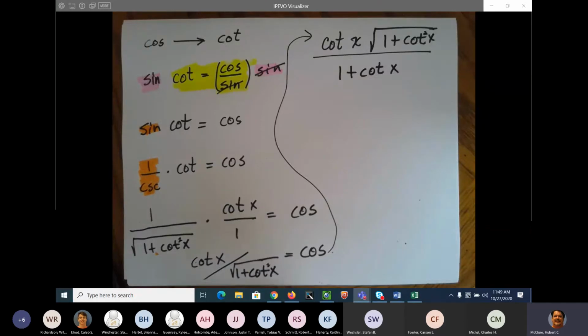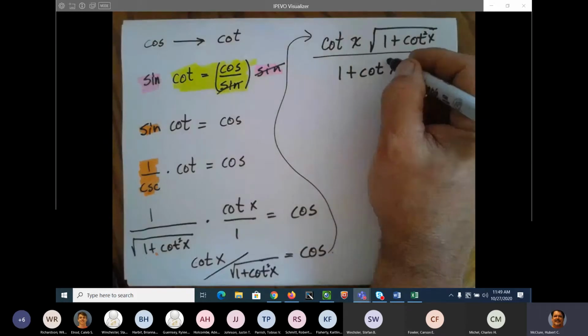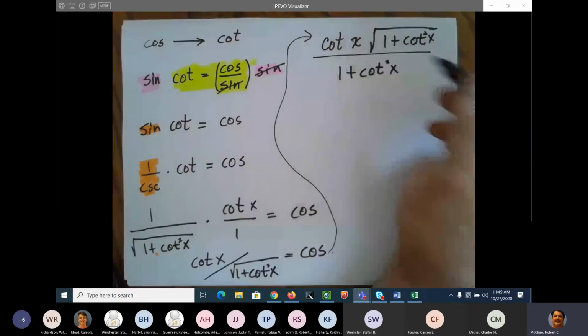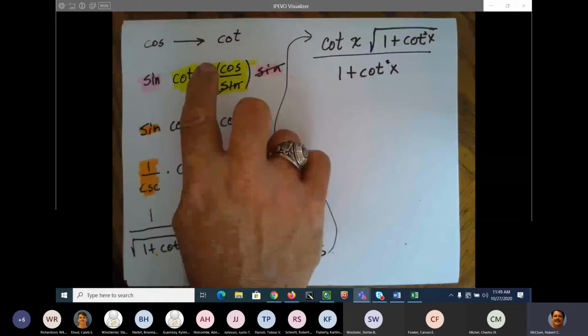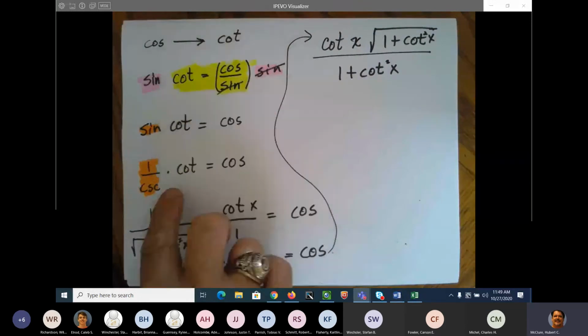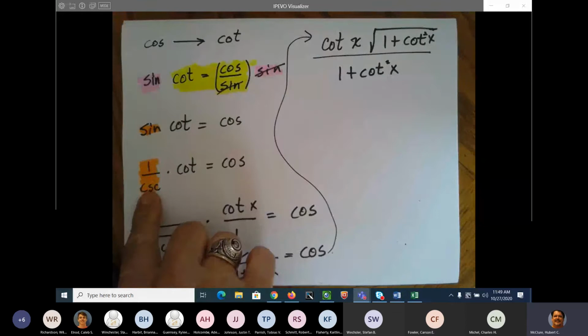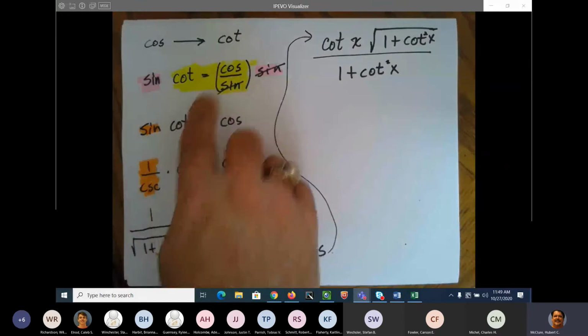And that should be a square here, should it not? Yeah. So I had to switch, not with one reciprocal, but I had to revert to a second reciprocal identity, a quotient identity and a reciprocal identity, just to get it to go back to cotangent.